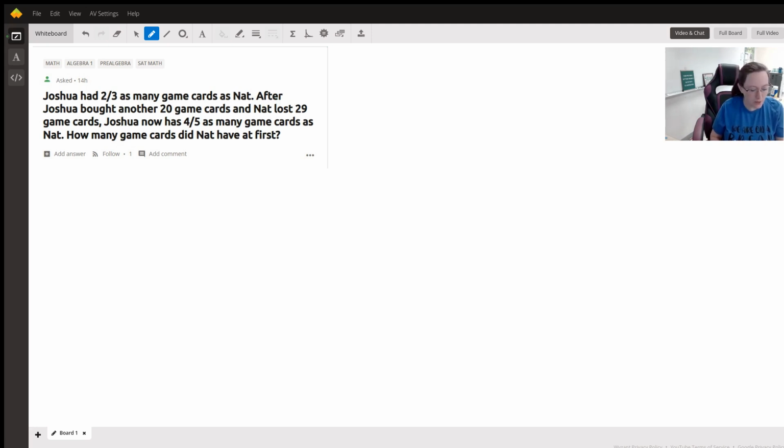We also know that after Josh bought another 20 cards, he is now the number that he started with plus 20, and Nat lost 29 game cards, so now Nat is at N minus 29. Joshua now has 4/5 the number of game cards as Nat, and with this we can put all this information together and form an equation.